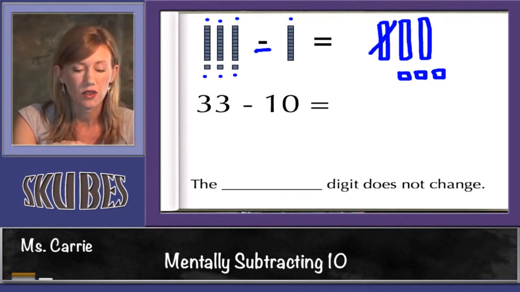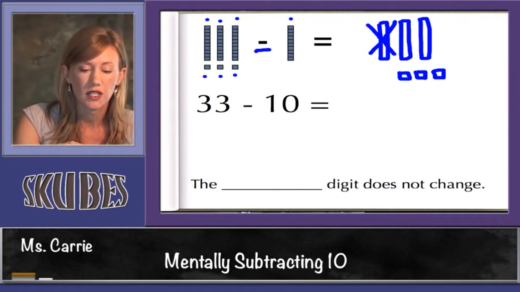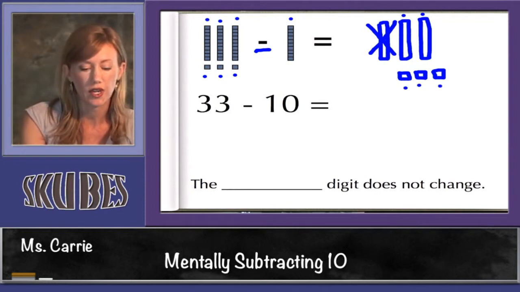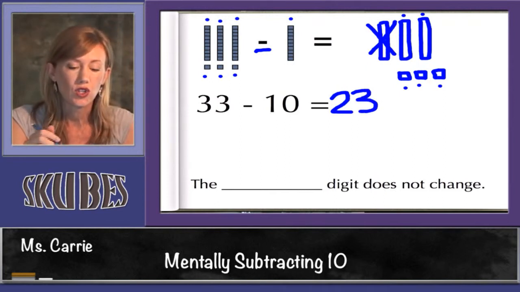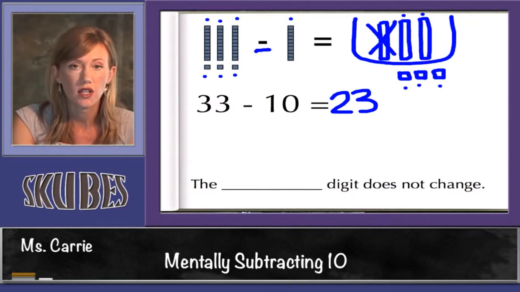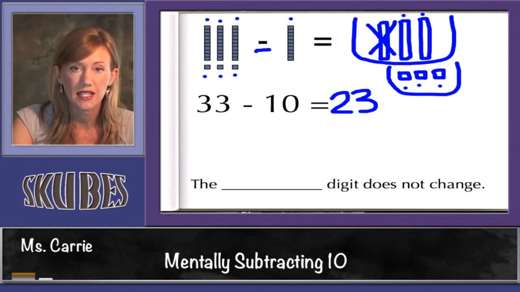So I'm going to put a big X through it because we're taking that one away. What we have left over is 10, 20, 21, 22, 23. 33 minus 10 is 23. If you look at the picture, you notice that the 10s changed. We lost a 10. But when you look at the 1s, they stayed the same.